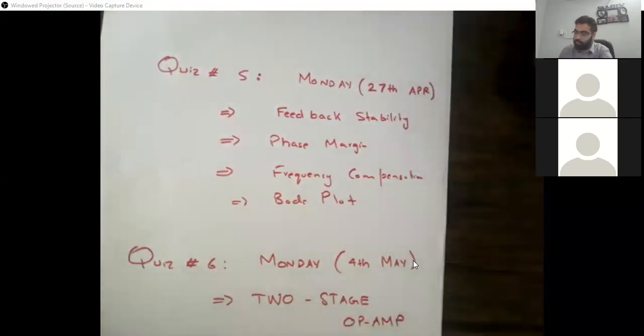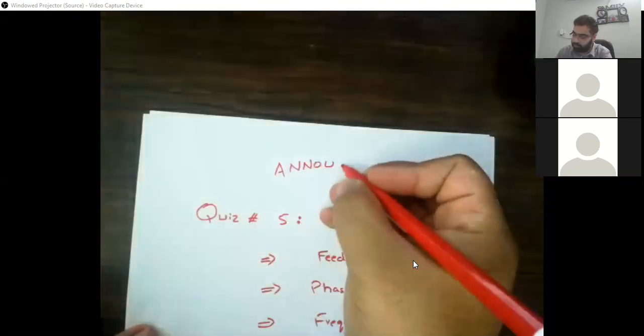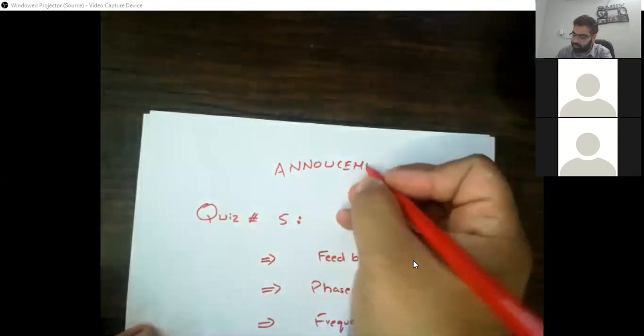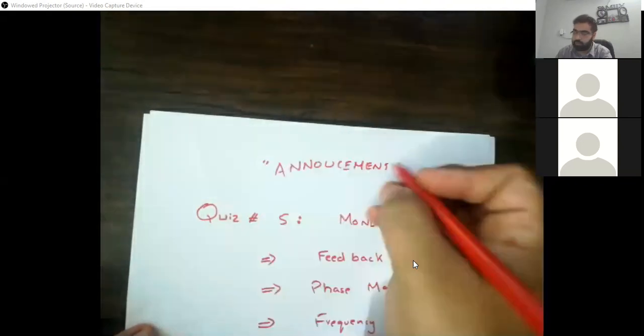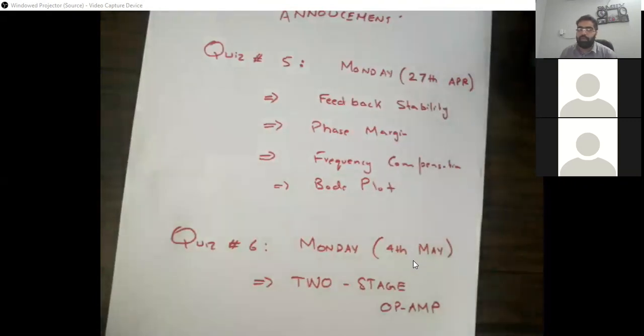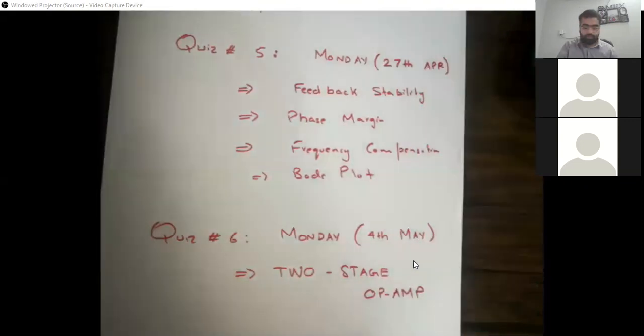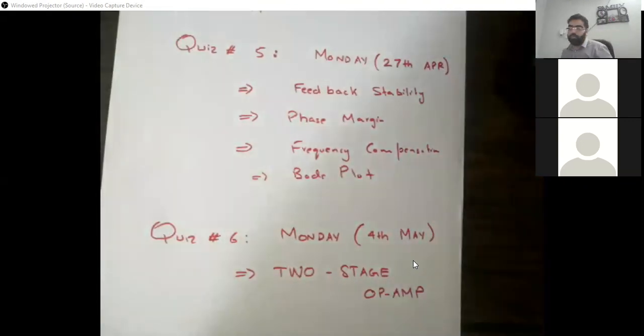These are some announcements that we should make sure to follow. We have 2 quizzes left, quiz 5 and quiz 6. Quiz 5 will be on Monday, 27th April. Again, we will update you the same way. Quiz 6 will be on Monday about the 2-stage amplifier. Any questions or concerns before I start the homework problem?